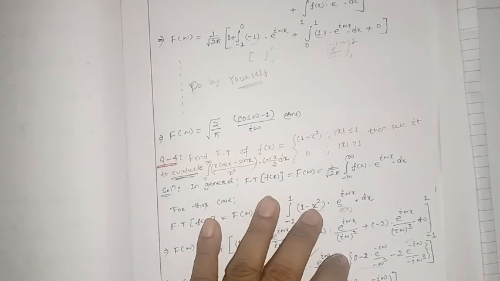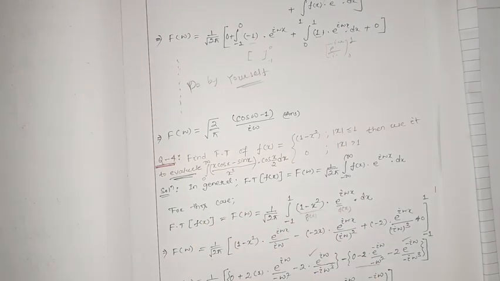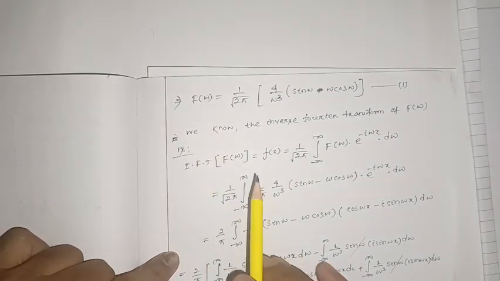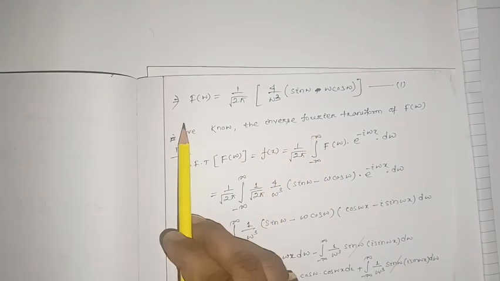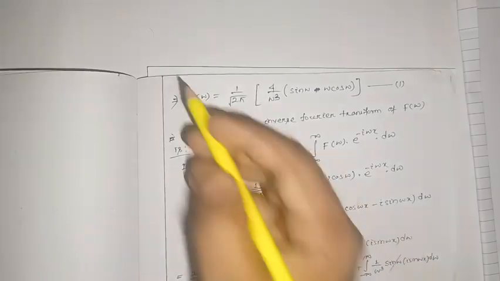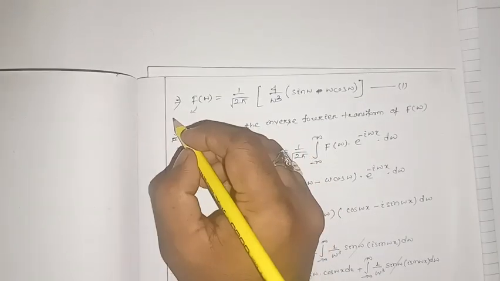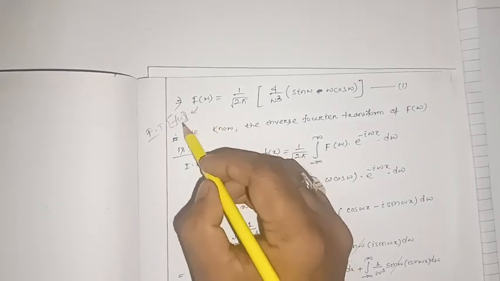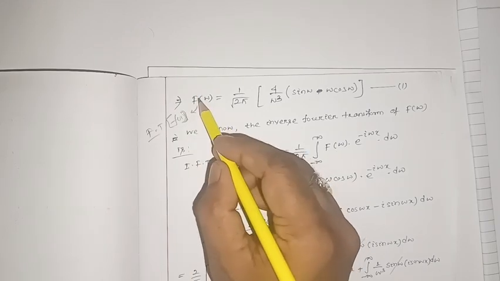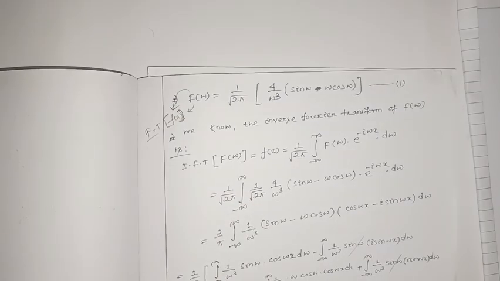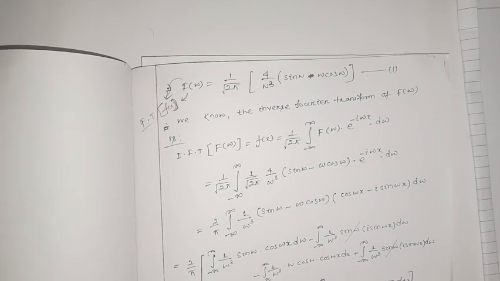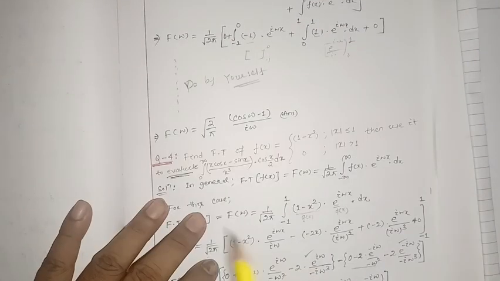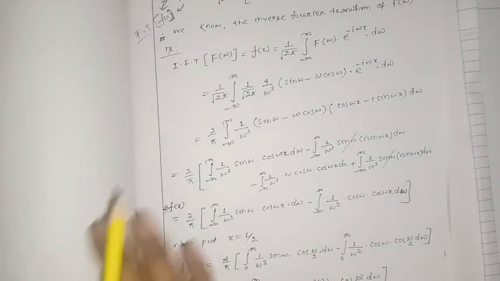So here we evaluated the Fourier transform of the given function f(x). Let this be equation number 1. Now we are going to consider the inverse Fourier transform of this one. This is the Fourier transform of f(x), so the Fourier transform of f(x) is F(omega). If I consider the inverse Fourier transform of this F(omega), then we can find f(x), right? By using the inverse Fourier transform, we can evaluate this integral. How is it? Here you can see.